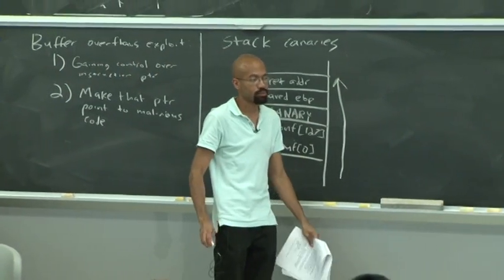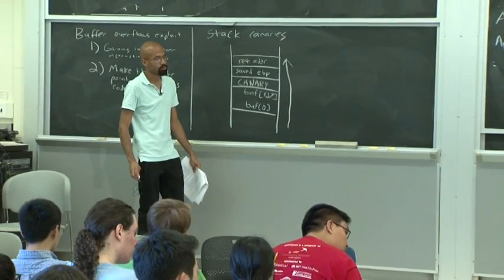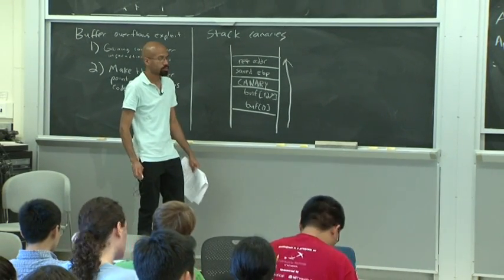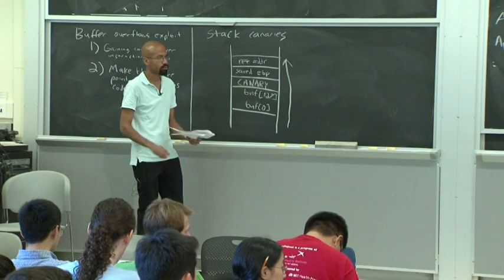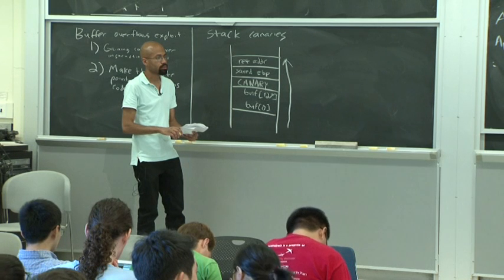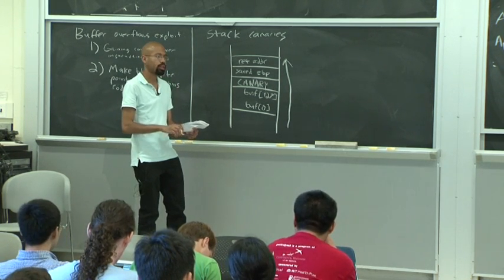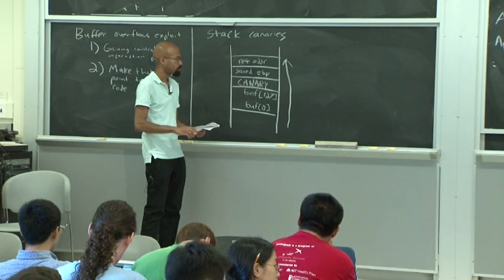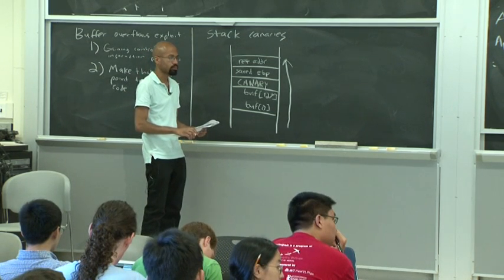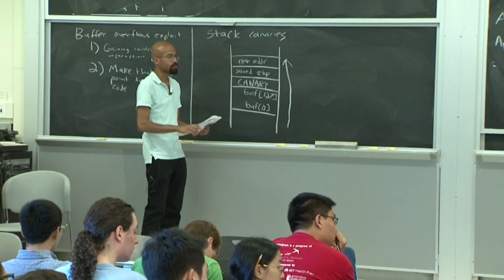My question is, if the attacker is able to override the return address and modify the canary, how is the check that the canary was not modified going to be performed? Because the attacker overrides the return address, right? So how is the check that the canary was modified?